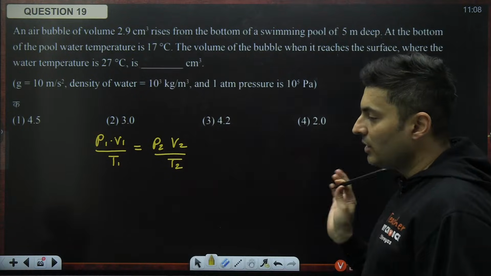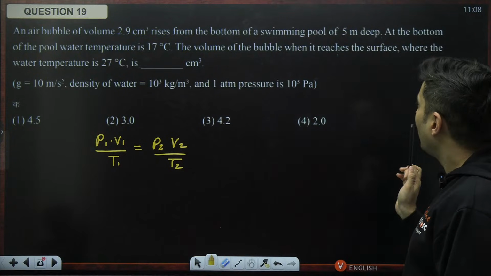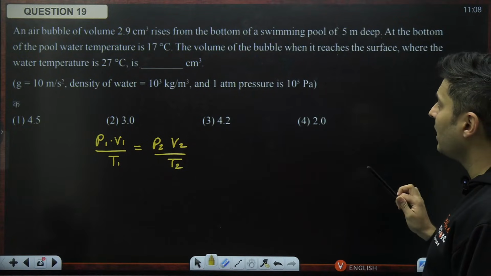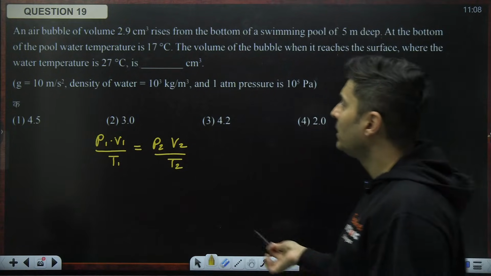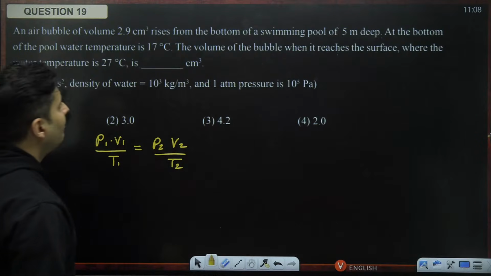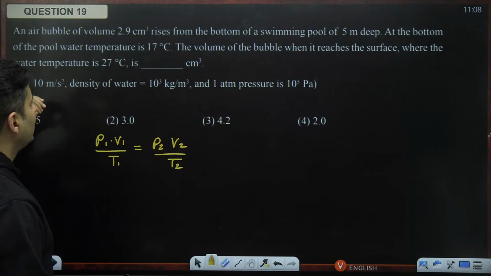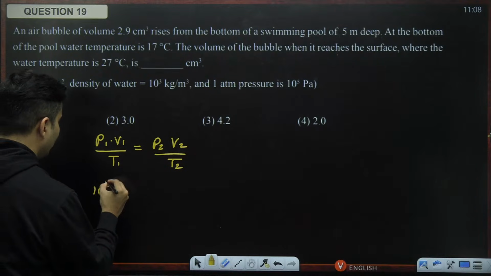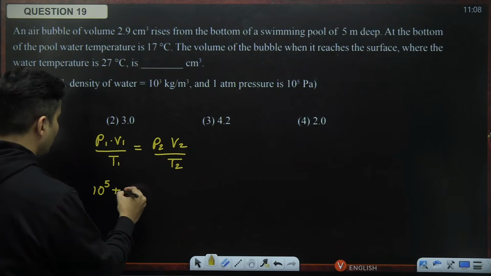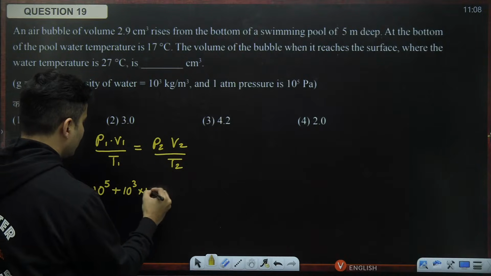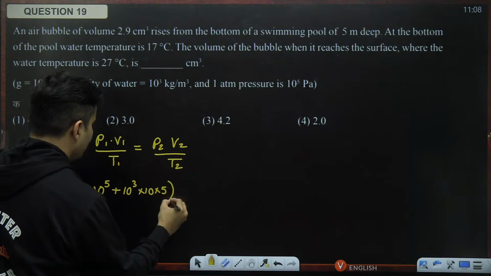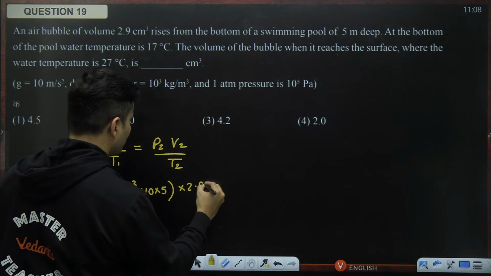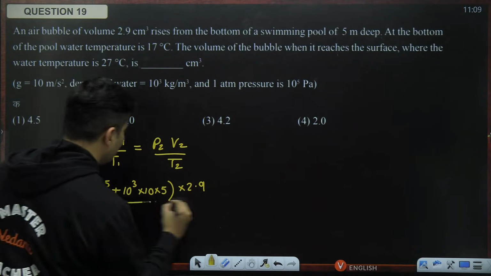The air bubble's volume is given initially, finally it is asked. How deep it is is given. That means pressure can be calculated, temperature is also given to you. That's all. So when you are 5 meters deep, the pressure will be atmospheric pressure, which is 10 raised to 5 plus rho gh. Rho is 10 raised to 3, g is 10, height is 5. That is your pressure. Volume is 2.9, so just leave it as 2.9. We will get the answer also in cc.